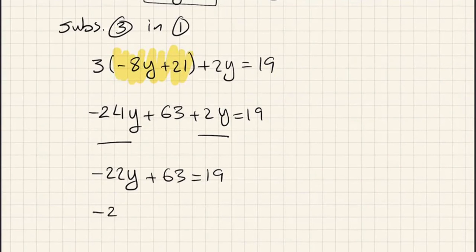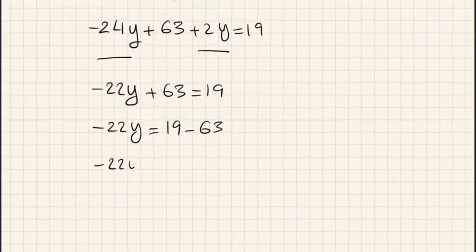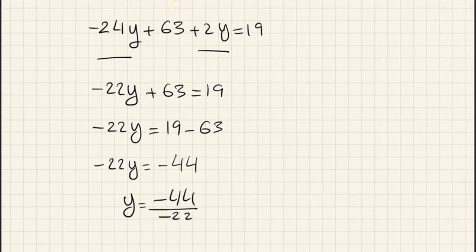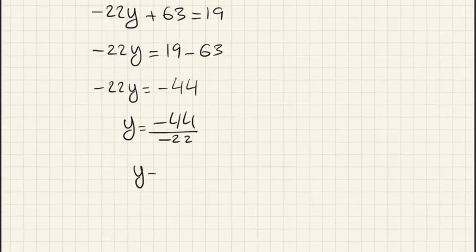So negative 22y equals 19 minus 63. I will do it on the calculator, I will not challenge myself. 19 minus 63 equals negative 44. So divide by negative 22. So y equals negative 44 over negative 22, which means y equals 2.